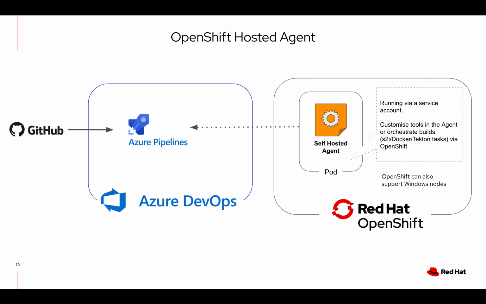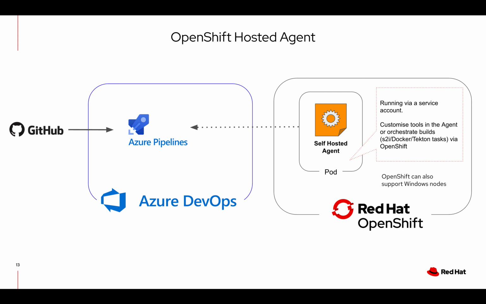At a high-level view, I'm still working within the Azure pipelines, but rather than an Azure hosted agent, I'm directing my pipeline to be run within the self-hosted agent. In this case, I built a self-hosted agent running as a pod within OpenShift. This pod is running in a service account with sufficient permissions for what it needs to do, like store container images in the registry, run build jobs.